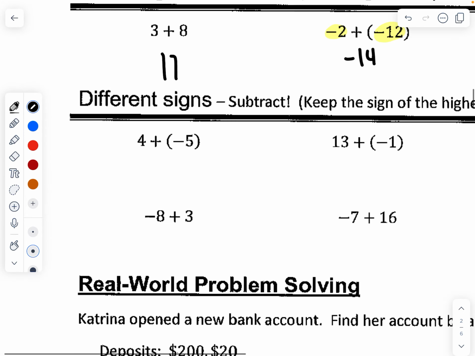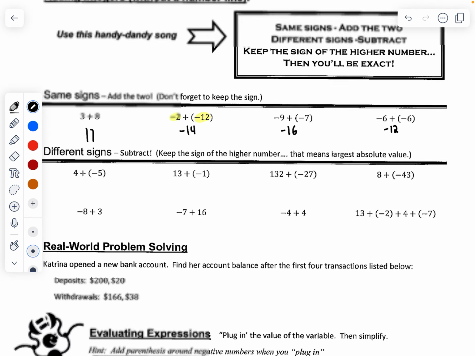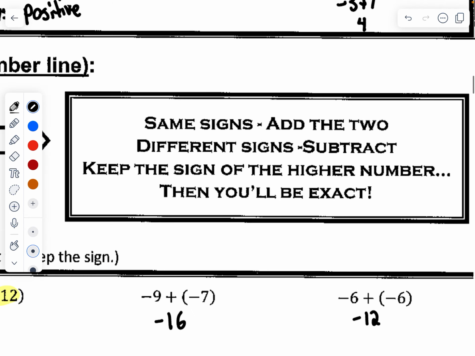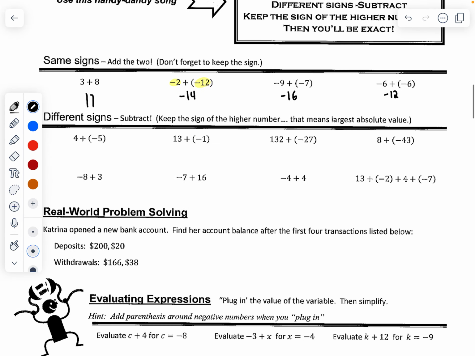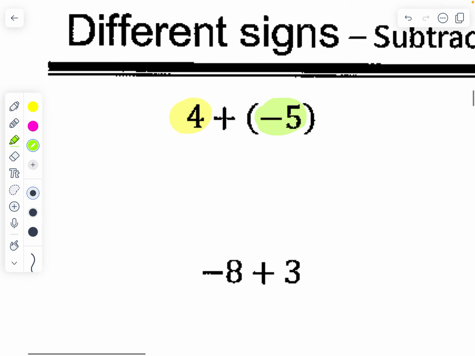So now let's look at some problems where they have different signs. We have a 4 plus a -5. Like we said up here, different signs means we need to subtract. So we have a 4, and I like to highlight the number and the sign in front of it usually, just to make sure that I'm looking at it correctly. 4 plus a -5, those are different signs. You got to subtract them. 5 minus 4 is 1. And keep the sign of the higher number. 5 is further than 4 from 0, so it would need to be a negative.